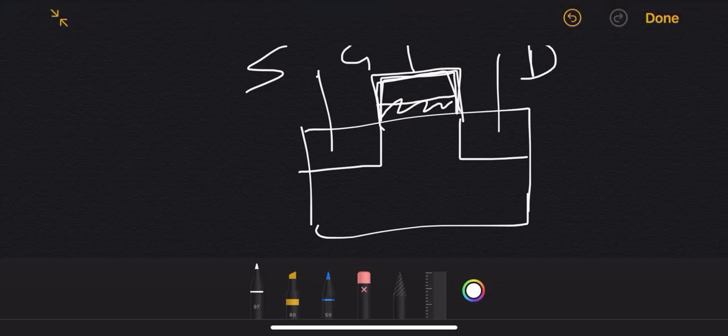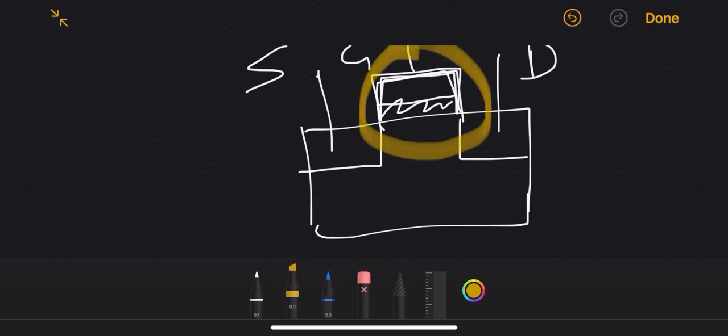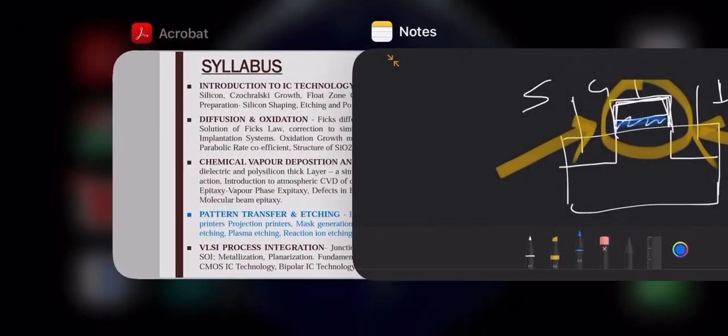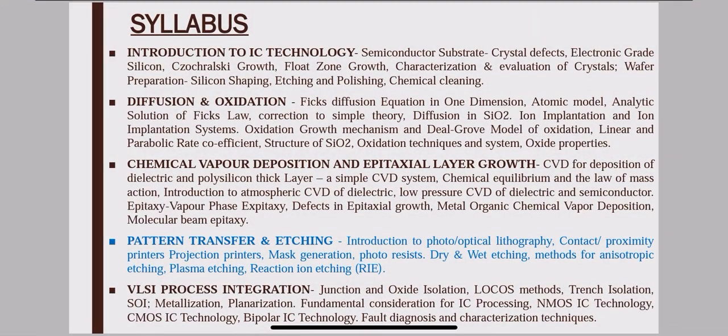So to build this type of structure, we need to do a lithography process. That is, some pattern we have to transfer here. Some pattern we have to make here, where there should be this SiO2 layer and an upper layer above. So for this we are doing our lithography process.